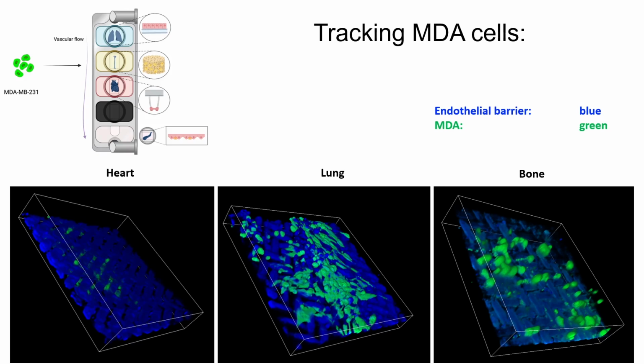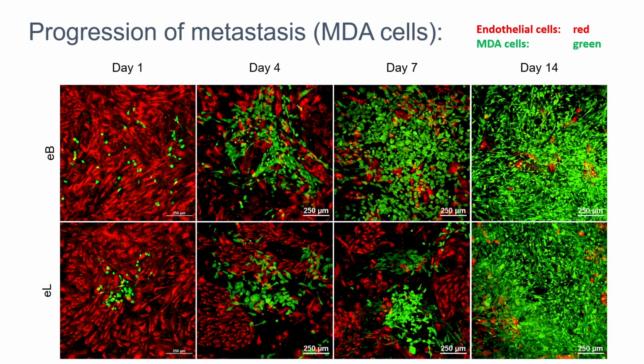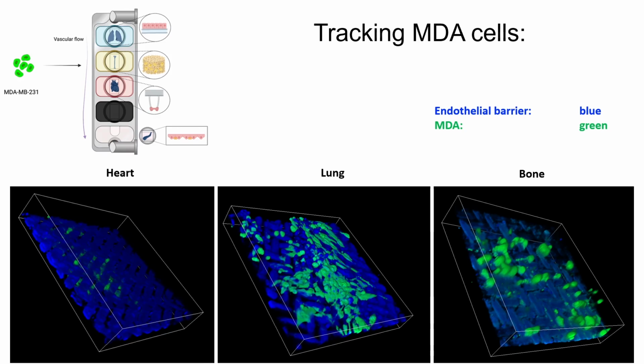And so we first introduced MDA cells into the platform. And what you see here in these three images is the view from underneath. So you see endothelium in blue, and MDA cells were labeled green. And the left is heart, nothing happens. At the lung module, the cells are starting to go to the endothelium. So this is the first phase. Later, they will go through the endothelium and into the tissue, and the same for bone. So these two tissues are being invaded, and the heart tissue is not.